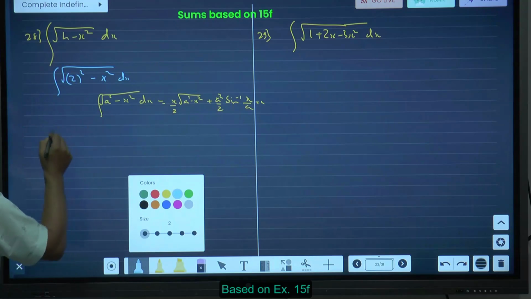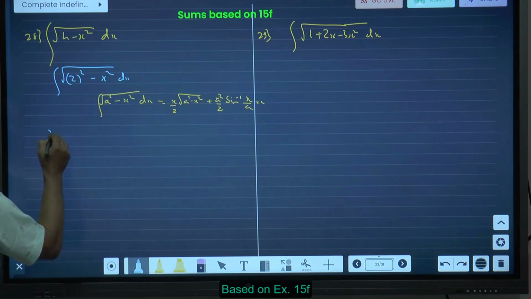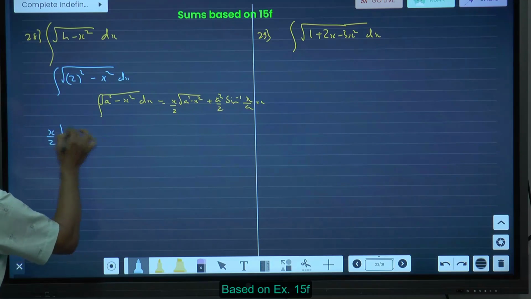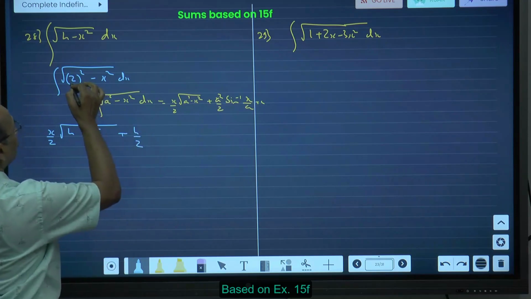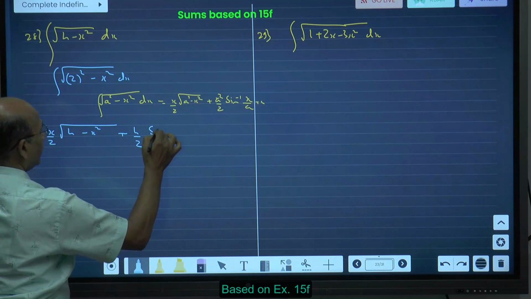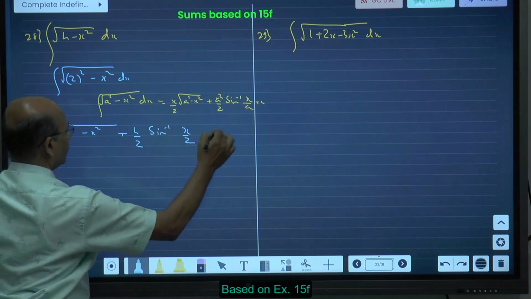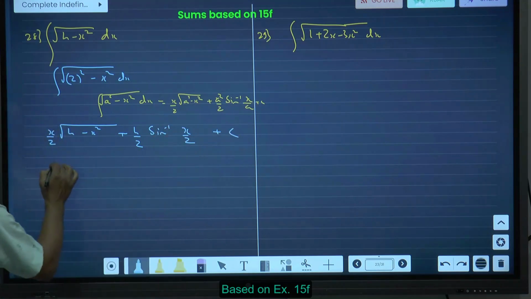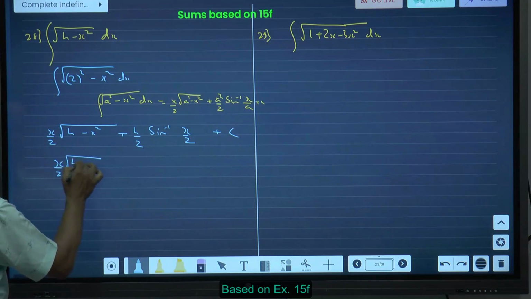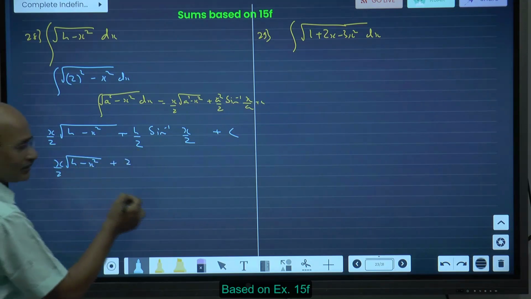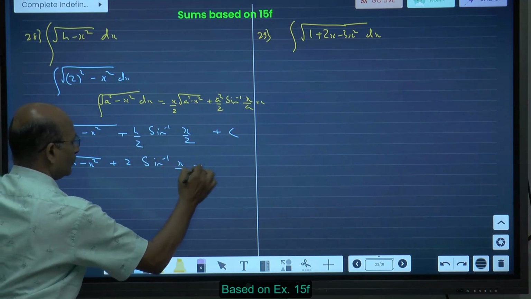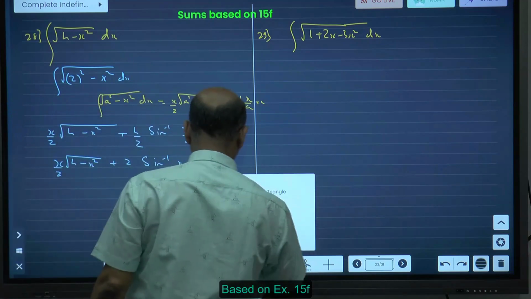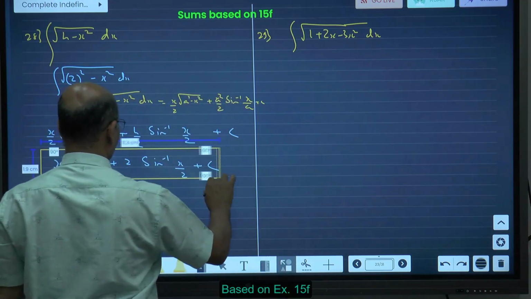So, just see x by 2. What is x here? So, x by 2 square root of the same thing, that is 4 minus x square, plus a square by 2, a is 2, so 4 by 2 sine inverse x by a plus c. So, it becomes x by 2 square root, no simplification required here except for some simple calculation or cancellation, to sine inverse x by 2 plus c. So, this is the way you deal with this question.